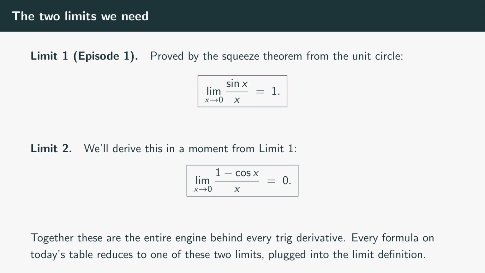2 limits will do all the work today. The first one we have already. In episode 1, we proved by the squeeze theorem on the unit circle that the limit of sine x over x as x goes to 0 equals 1. That fact is on the shelf. Take it down and put it in front of you.